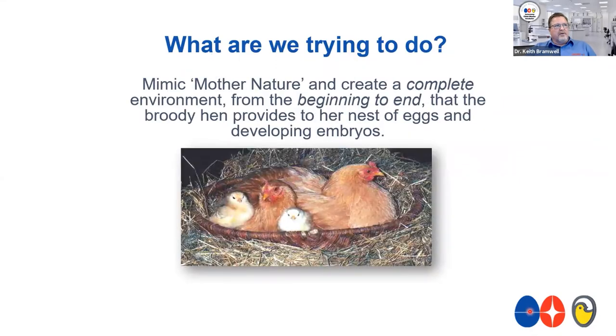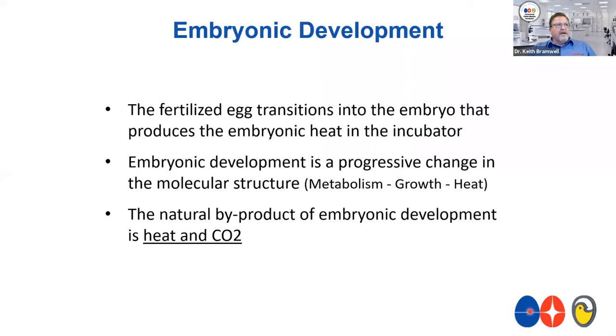So what are we trying to do? We're trying to mimic the mother hen, what Mother Nature does, and create a complete environment from beginning to end. She does that, and she can change from one clutch of eggs to another depending on the external environment. Looking at embryo development, a fertilized egg will transition from that early embryo within the incubator to the point where it's producing its own embryonic heat.